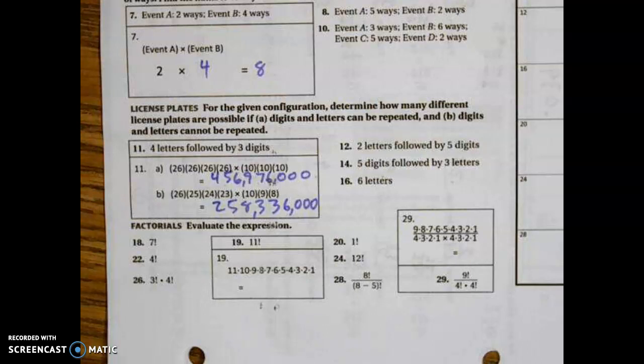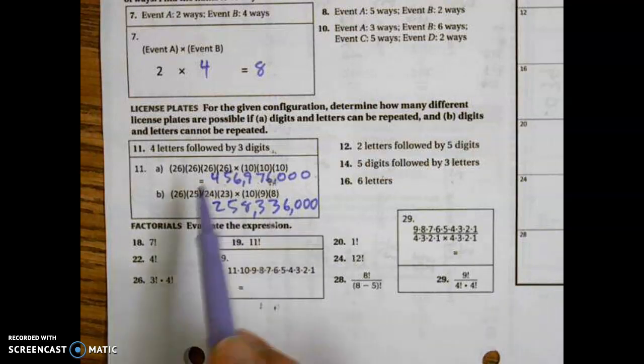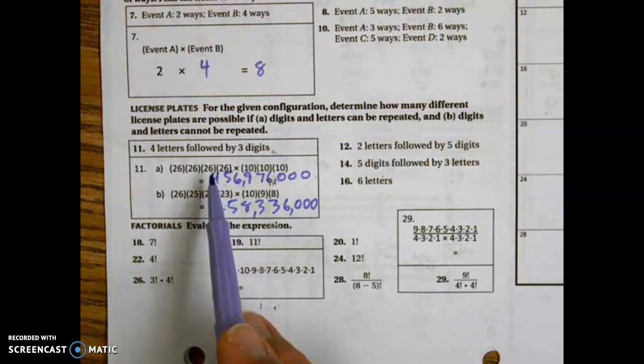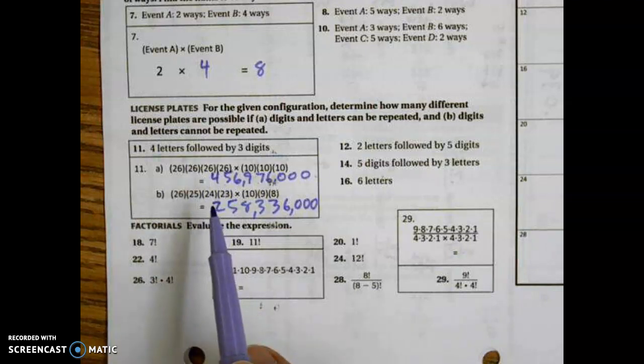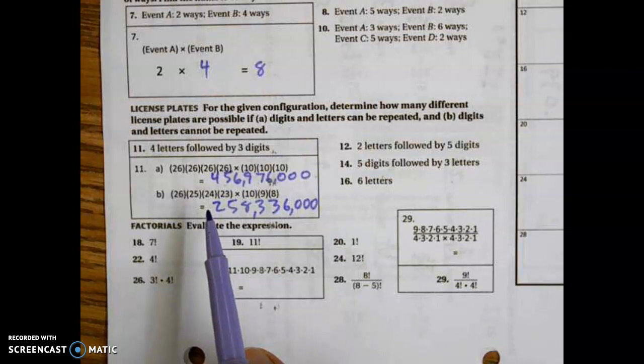That's what you're doing for numbers 12, 14, and 16. Okay? Part A, Part B. Part A, you can repeat letters, you can repeat numbers. Part B, you can't repeat. Got it?